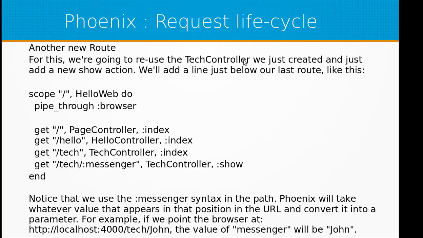Save this file. Notice that we use the :messenger syntax in the path. Phoenix will take whatever value appears in that position in the URL and convert it into the parameter. For example, if we point the browser at localhost:4000/tech/John, the value of messenger will be John.